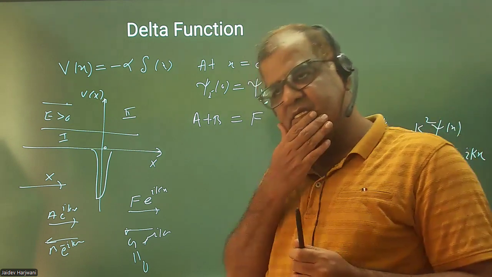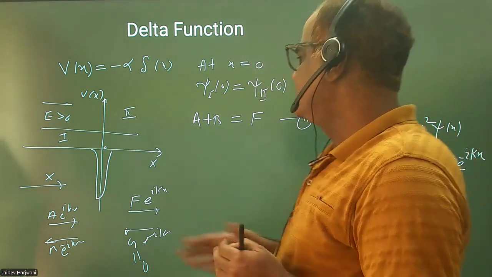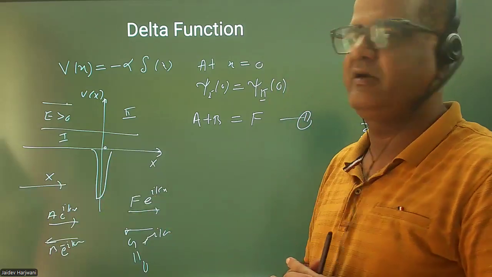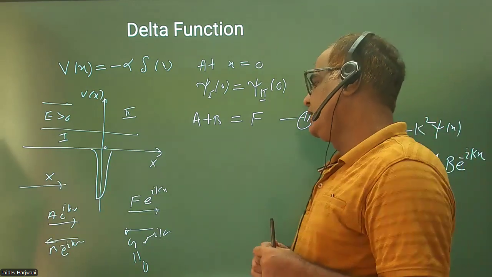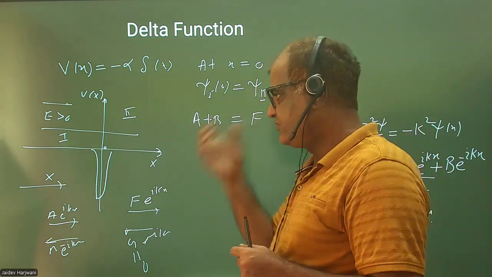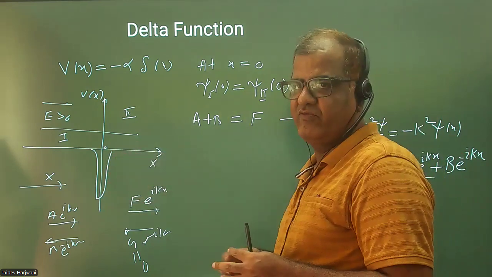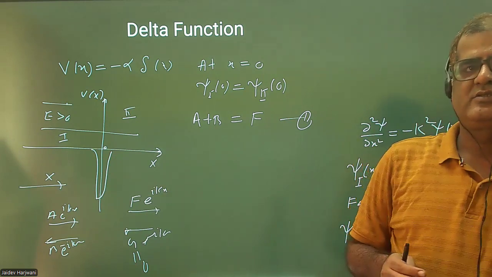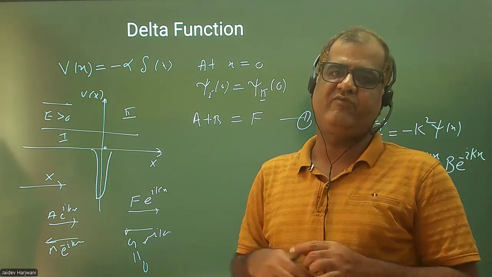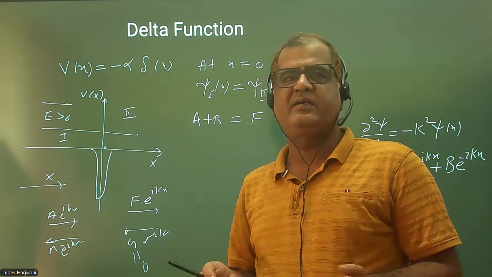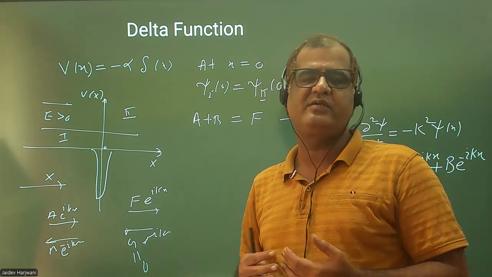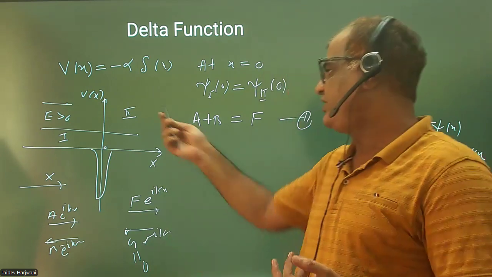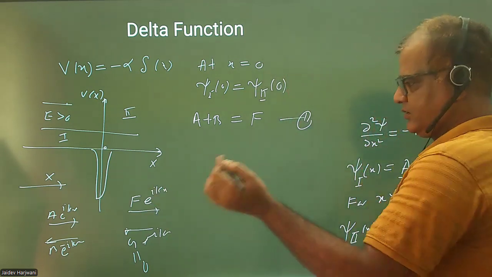Now the next question is, what is the second condition? For the second condition, we can apply the discontinuity of the first derivative of the wave function, because as we have seen in my last class, here the first derivative of the wave function cannot be continuous. Psi should always be continuous for an acceptable wave function, but the first derivative is continuous only when the potential is piecewise continuous. Here there is an infinite function, so this will be discontinuous.